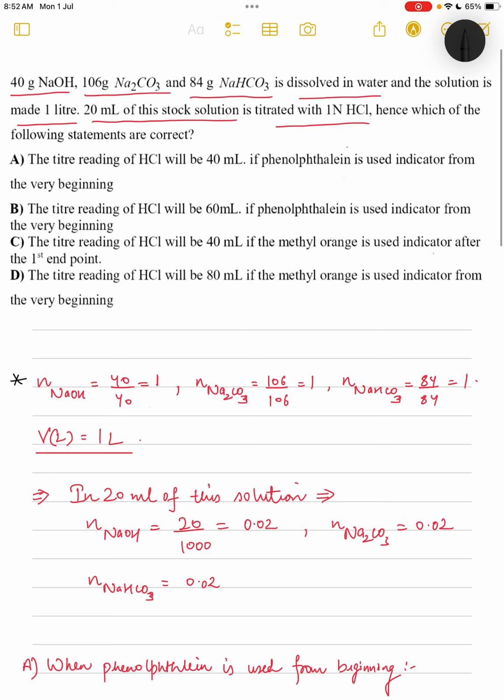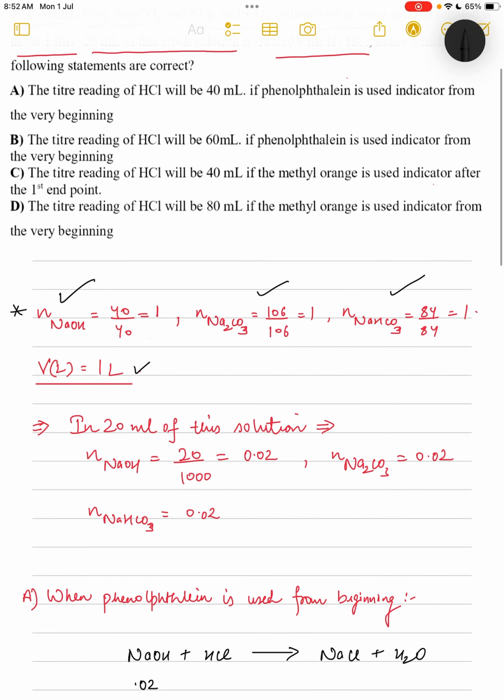Now we are given the masses of each component. So we will find the number of moles of NaOH, Na2CO3 and NaHCO3. We have 1 mole of NaOH, 1 mole of Na2CO3 and 1 mole of NaHCO3, dissolved in a volume of 1 liter. So basically 1 liter of solution has 1 mole of each. If we take out 20 ml of the stock solution, we need to know how much quantity of these components is present in 20 ml.